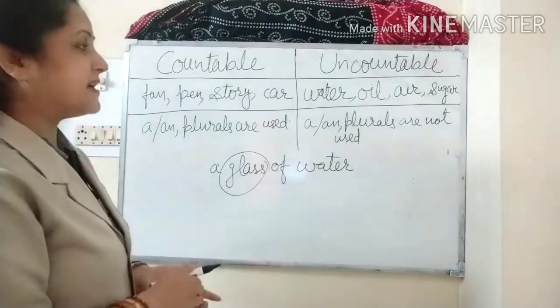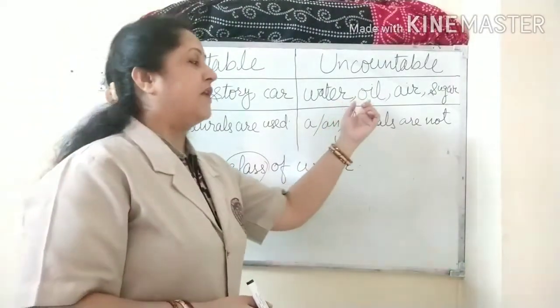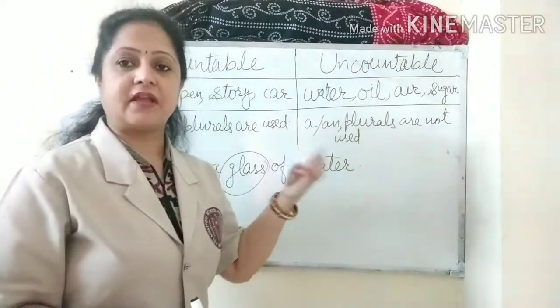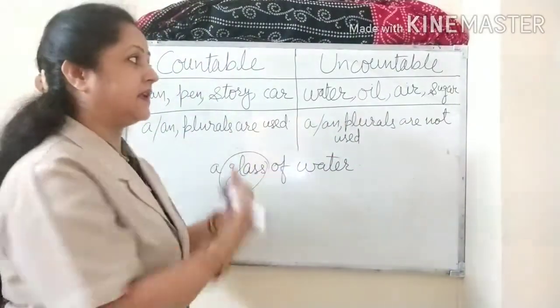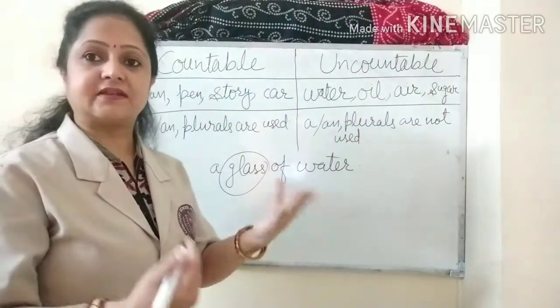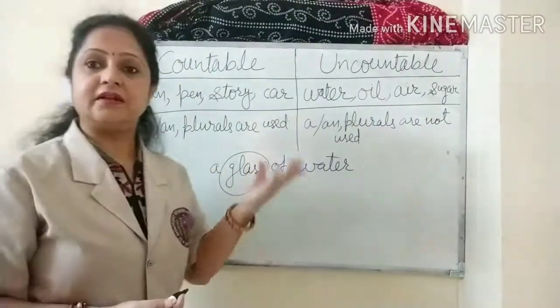In the same way, if I say 1 liter oil, 2 liters oil, 3 liters oil, again I can count the unit liter here, that is 1 liter, 2 liters, 3 liters, but I cannot count oil.